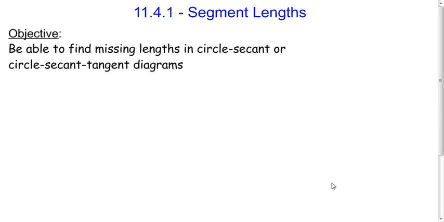In this lesson, we learned how to find missing segment lengths in circle diagrams with secants or with secants and tangents. Thank you for watching this video.